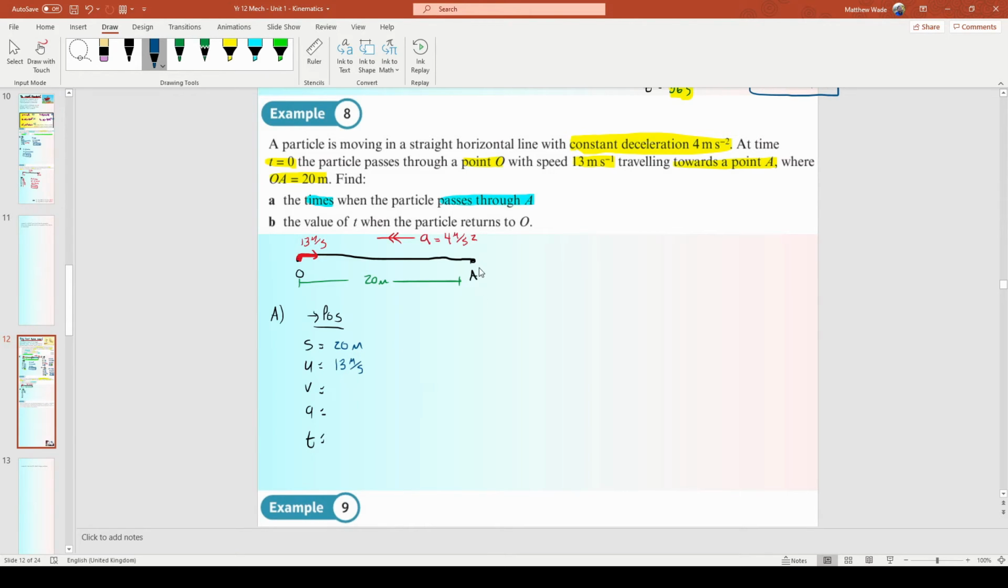Do we know V, the final speed? Do we know how fast it's going at A? Well, no, actually. The question doesn't tell us anything about that, so we don't know that. Do we know acceleration? Yes, we do. It's 4 meters per second squared, but there's a trick to that.